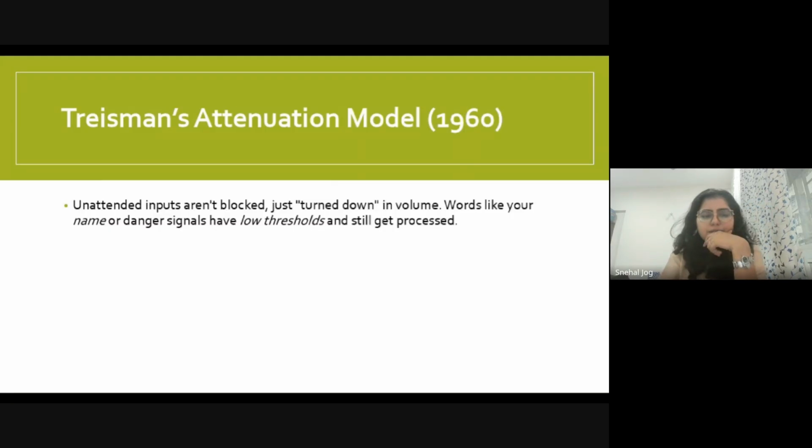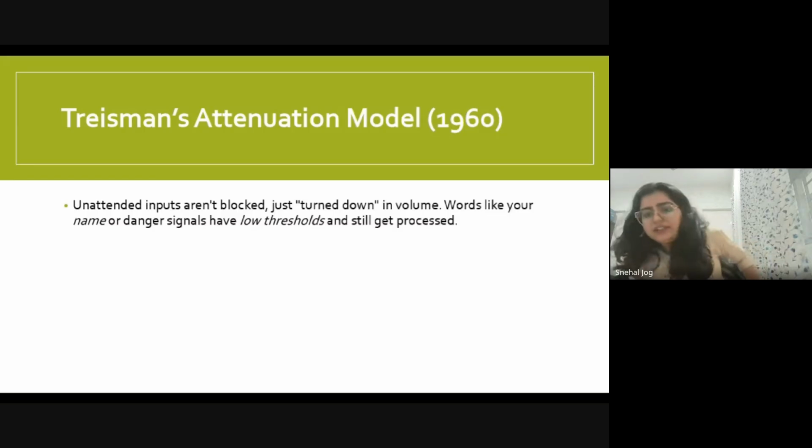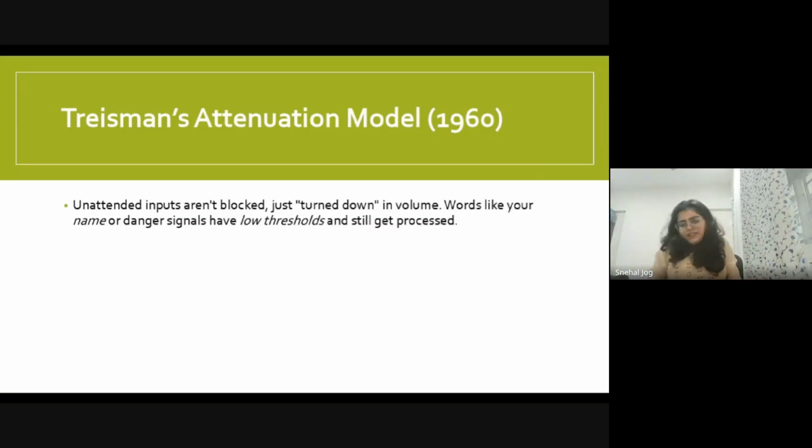Basically, this person, Anne Treisman, again, very, very popular. So she was of this opinion when she came across Broadbent's model, that no, you can't say that unattended inputs are blocked. They can't be, because, like I just explained, the cocktail party effect. There are a lot of times when we are not actively involved in discussions, but when someone says something, you immediately like, wait, what? What did you say?